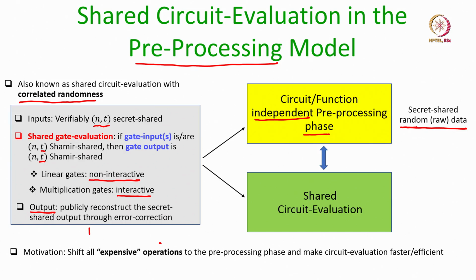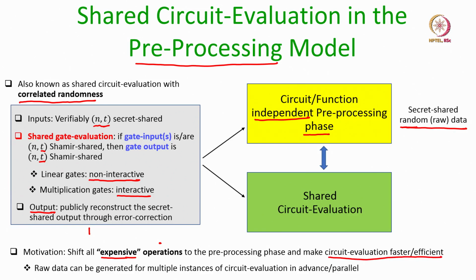Now, the motivation here to divide this whole process of the BGW shared circuit evaluation into 2 phases is the following. The motivation is that we want to shift all the computationally and communication expensive operations, namely all the operations which actually constitute the bulk of the computation and communication in the BGW protocol, to the pre-processing phase, with a hope that the circuit evaluation phase becomes faster and more efficient.